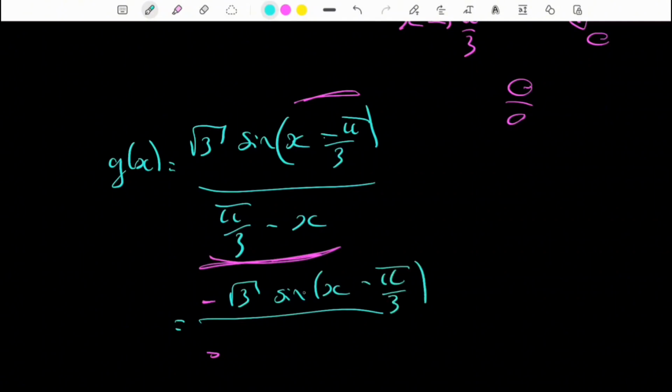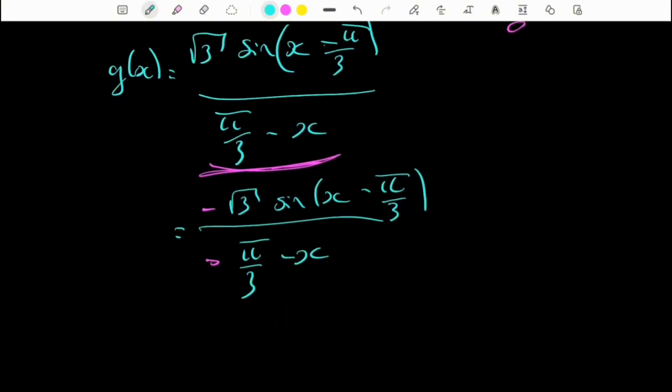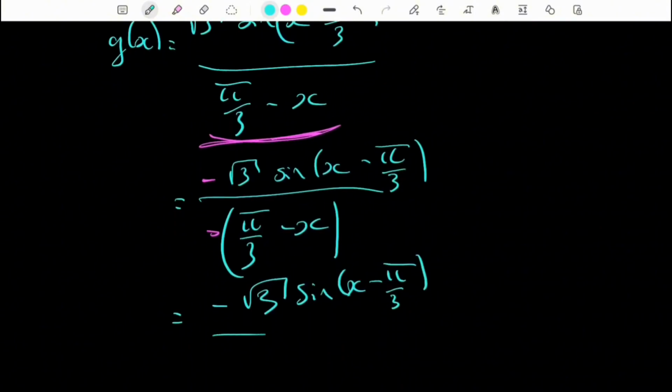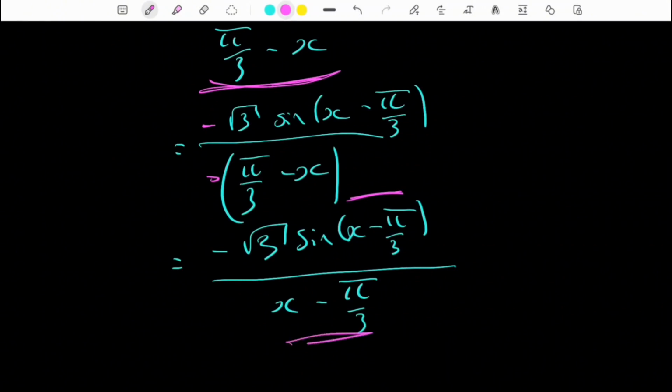So we didn't change anything, but adding a minus on the top and a minus on the bottom. Okay? Because we want to have the same thing into the sinus and into the bottom. So pi over 3 minus x. And now let's distribute the minus of the bottom to all the bottom is equal to minus square root of 3 over x minus pi over 3. We now have the same thing here and here. And why do I want it to do that?